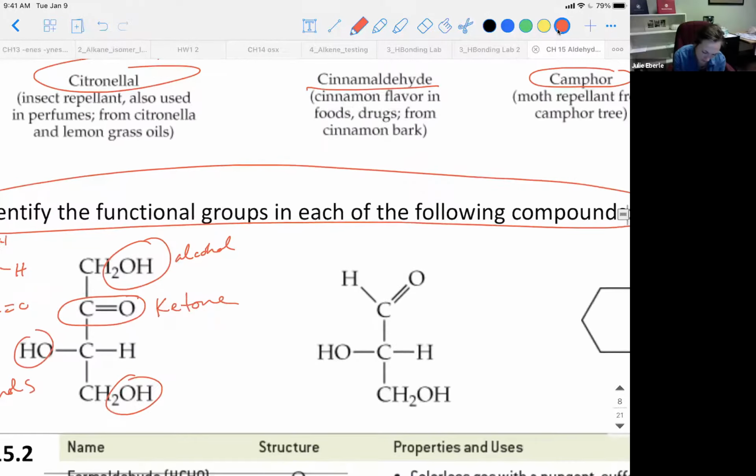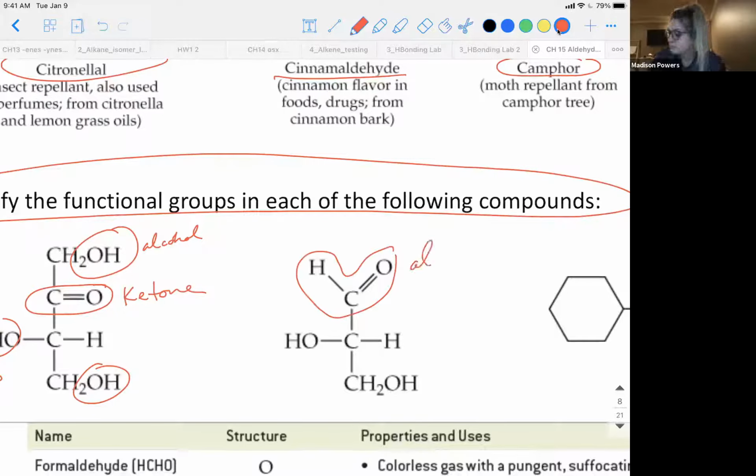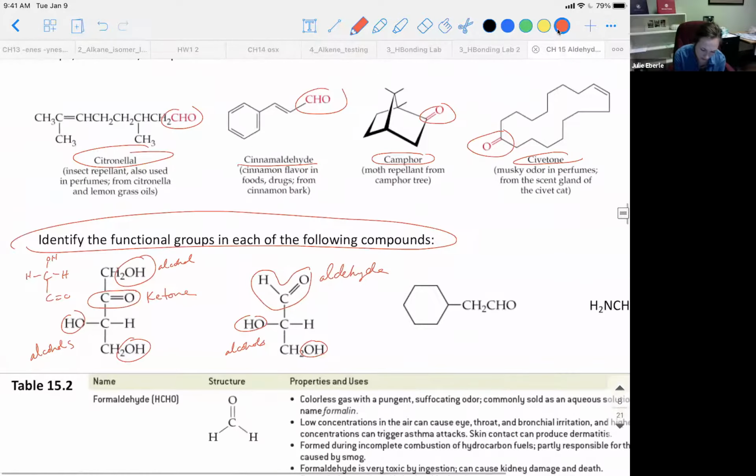Okay. What about on this next one? I see 3 functional groups. Aldehyde. Yeah, right here is our aldehyde. And then same as the previous one, we have 2 alcohols. All right, I think y'all could do the rest.